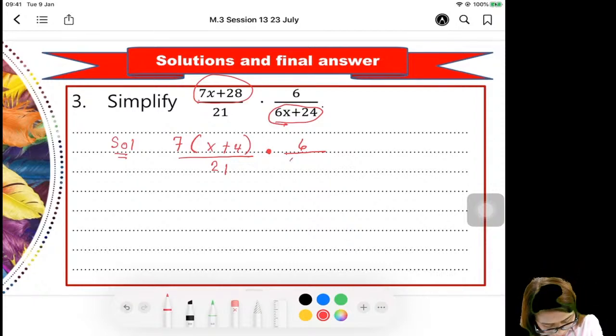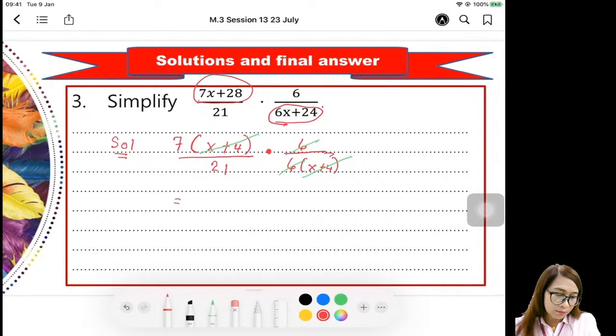So we have 6 over 6 times the quantity x plus 4, and we cut. We can cancel x plus 4. Also, don't forget to cancel 6 and 6. And this 7 over 21. Many of you, not really many, but I think more than 10 answered 7 over 21, which is not the simplified form.